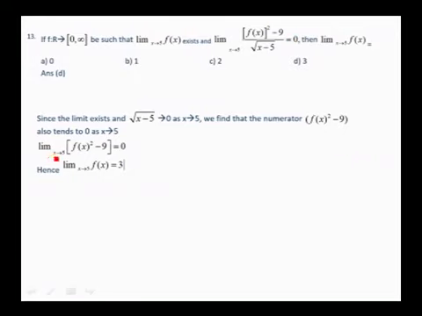That is, the limit extended to 5: f(x) whole square minus 9 must be equal to 0. That is, if it is 0, limit of f(x) as x tends to 5 must be equal to 3.